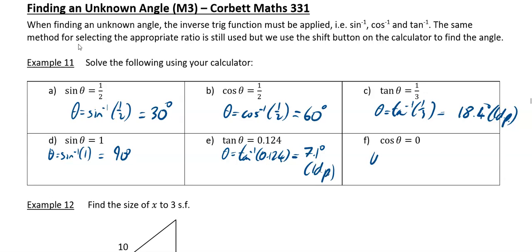And this one, theta is going to be equal to cos to the minus 1 of 0. And if you do that in your calculator, let's just see what we get. Cos to the minus 1 of 0, you get 90 degrees.